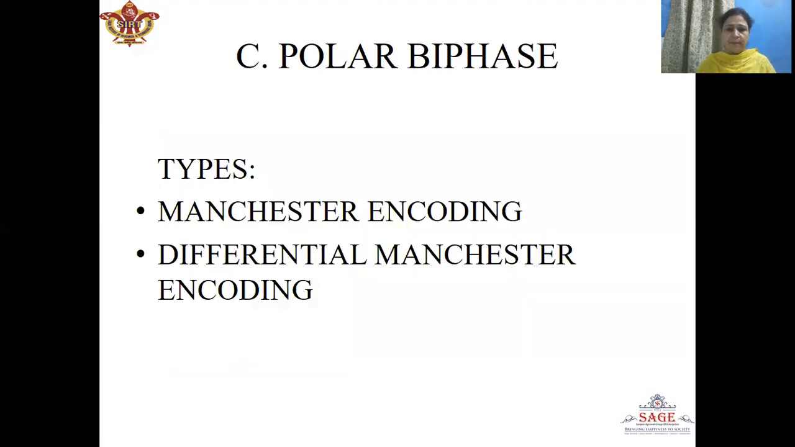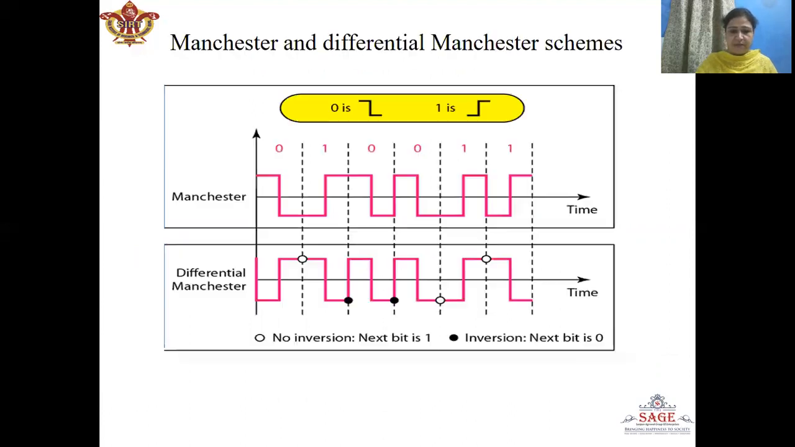Now coming to the biphase line encoding method. As I discussed, it is of two types, Manchester encoding and differential Manchester encoding. Now, in Manchester encoding, 0 is represented by a plus V to minus V transition, whereas 1 is represented by a minus V to plus V transition. So there is a transition at the middle of the bit interval, which provides synchronization.